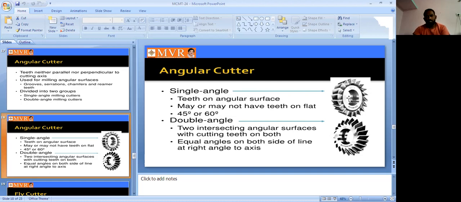This is a single angle angular cutter, and this is a double angle angular cutter. So that is one of the topics. Next one is the fly cutter.